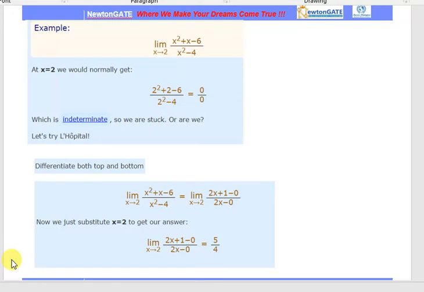So that's it with the evaluation of limits. We will discuss the evaluation of limits with L'Hopital rule in the next video. Thank you.